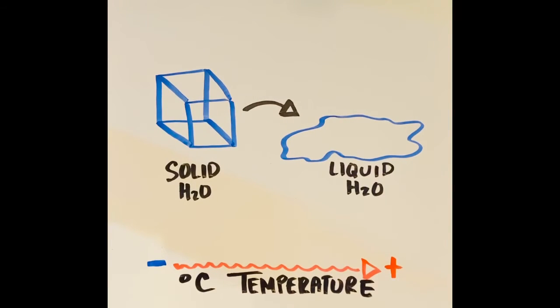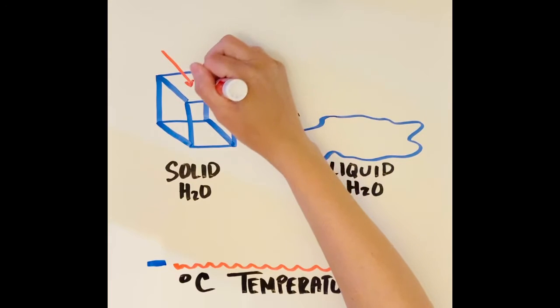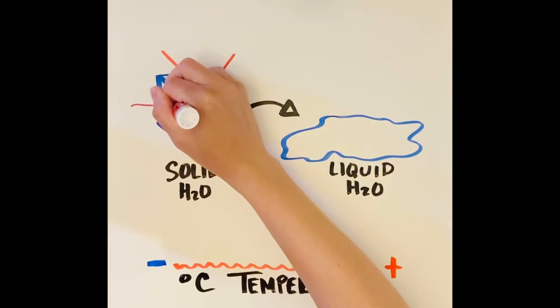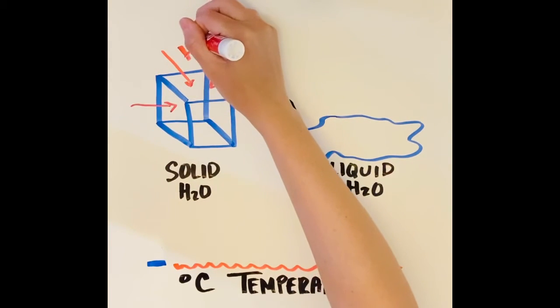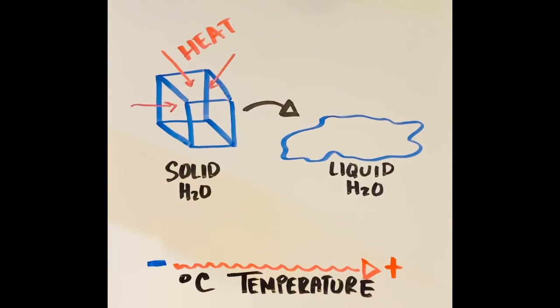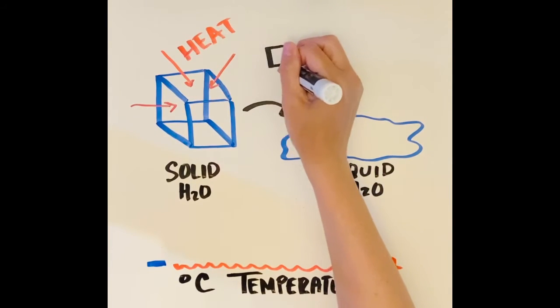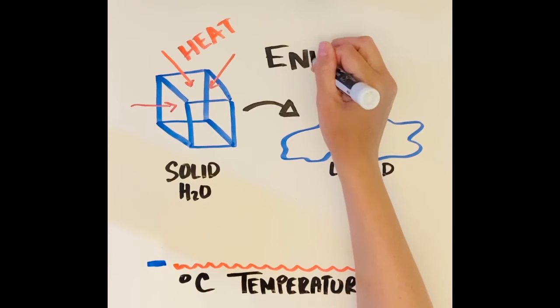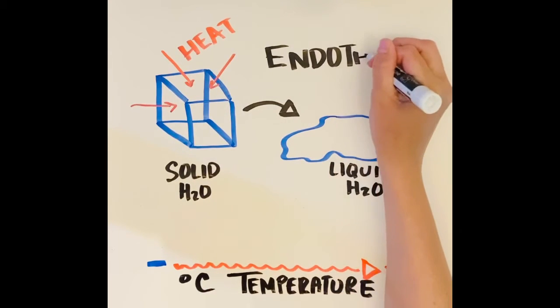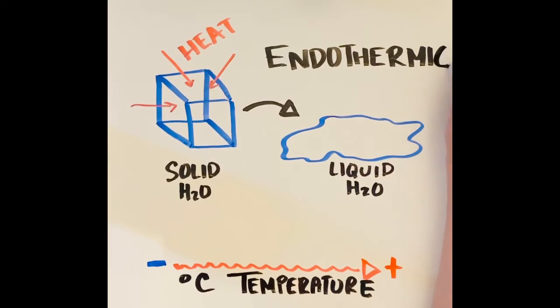When matter changes from solid form to liquid form, we are always adding heat energy. We increase the temperature, and the solid absorbs the heat. It's important to remember that heat energy always moves from hot to cold. As we take the ice cube out of the freezer, it's absorbing heat energy from its surroundings, changing from a solid to a liquid. We call this an endothermic reaction.